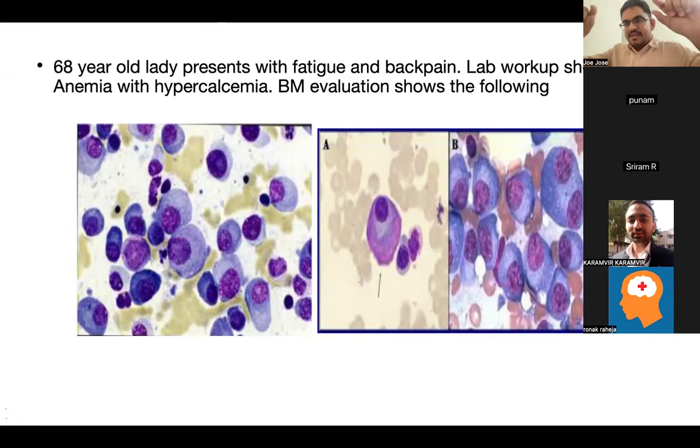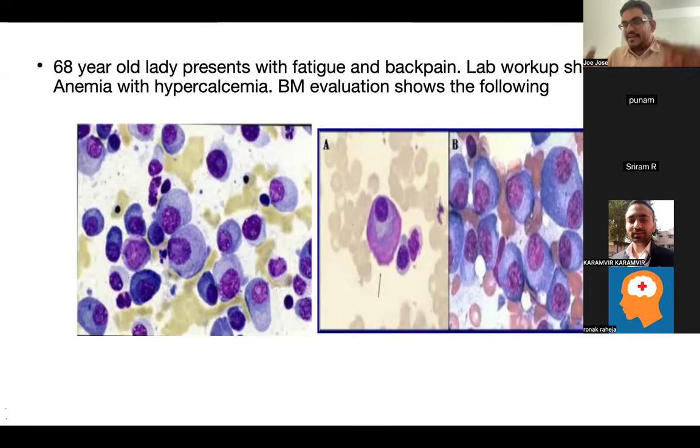Remember this. You have the major criteria, and so we use the SLiM-CRAB criteria, but to use it practically, I'll tell you how it is used. You have major and minor criteria. You should meet one major and one minor. So what are the major criteria? On bone marrow biopsy, you should have greater than 10% plasma cells with light chain restriction, or a biopsy proven plasmacytoma. So those are the two major criteria. It should meet one of them.